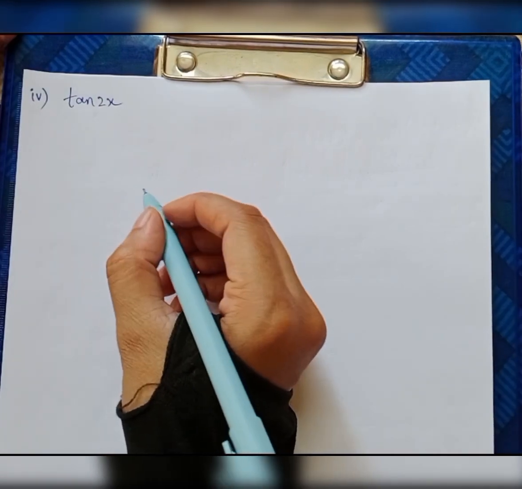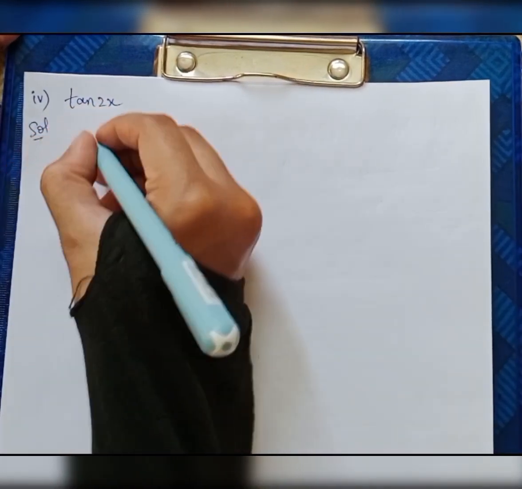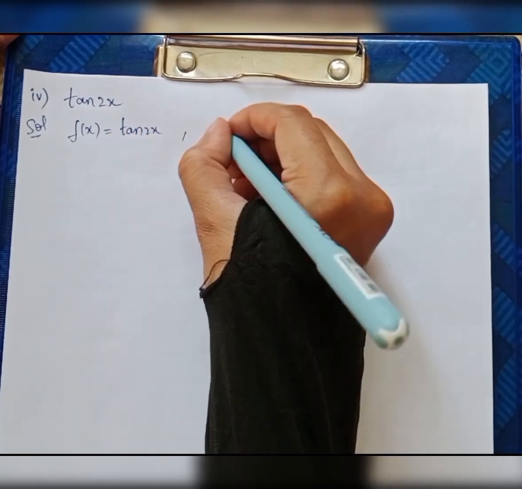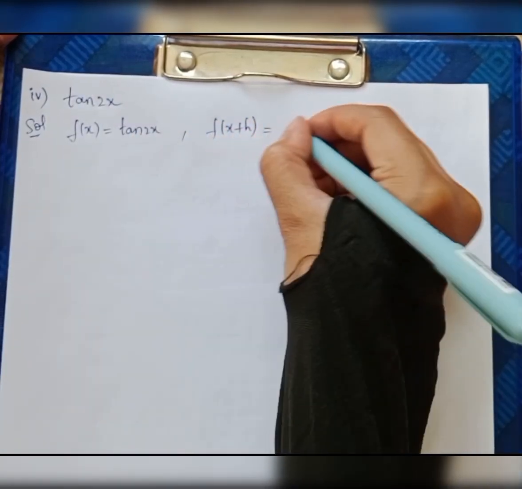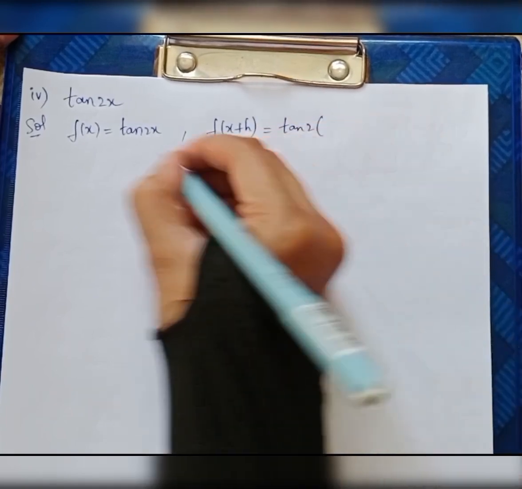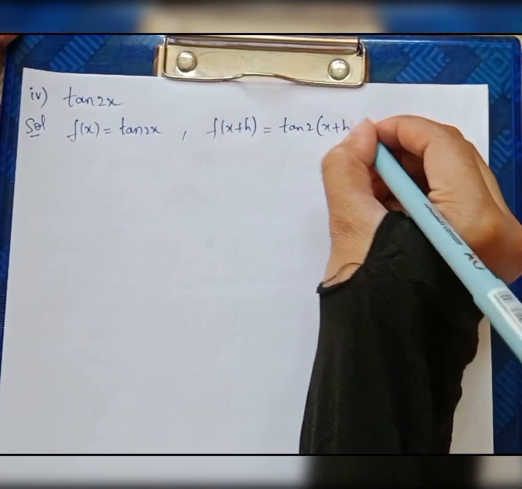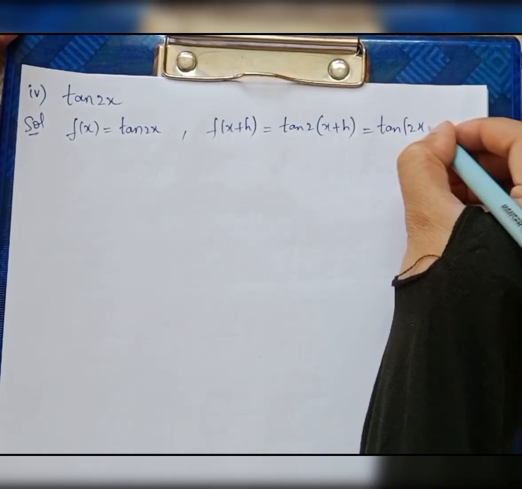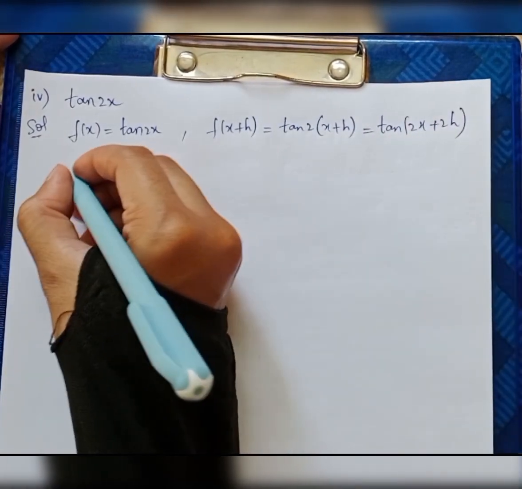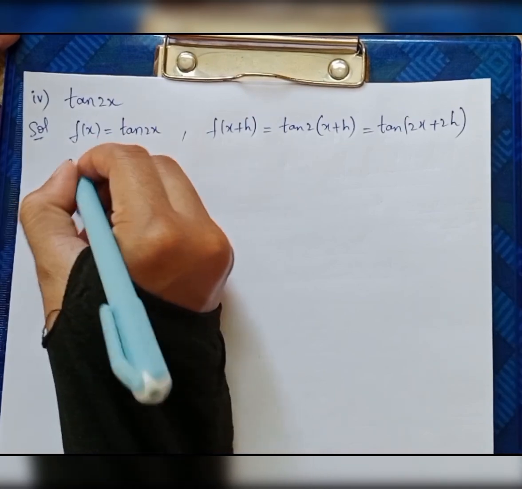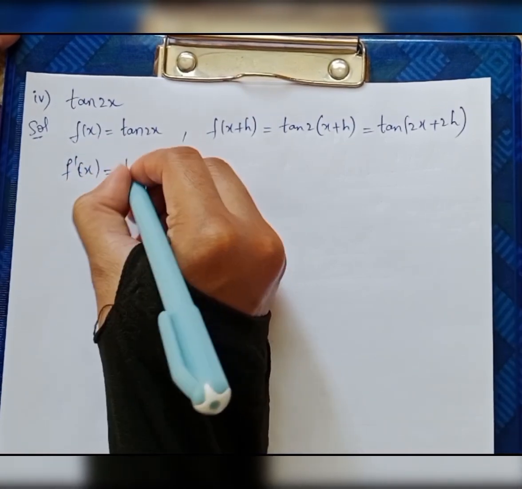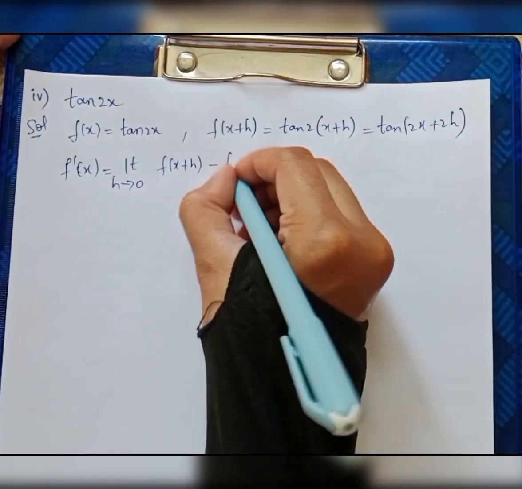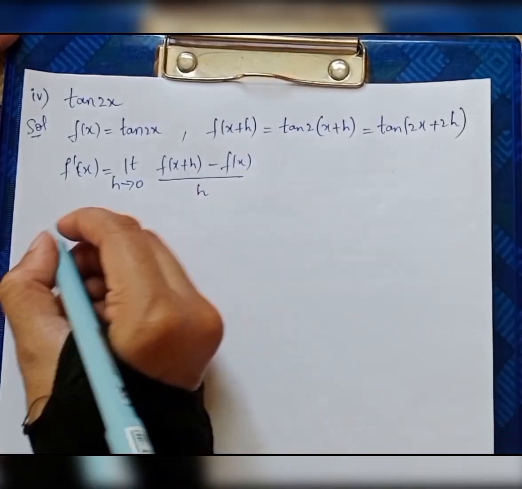So our next function is tan 2x. Solution: the given function f(x) equals tan 2x. f(x + h): in the place of x substitute x + h, so multiplying 2 inside, it is tan(2x + 2h). Now the formula of first principle is f'(x) equals limit h tends to 0, [f(x + h) minus f(x)] by h.